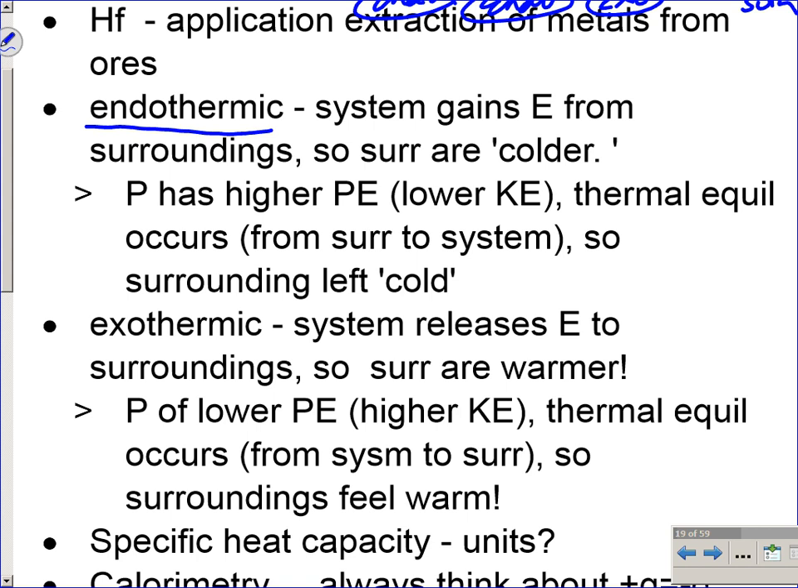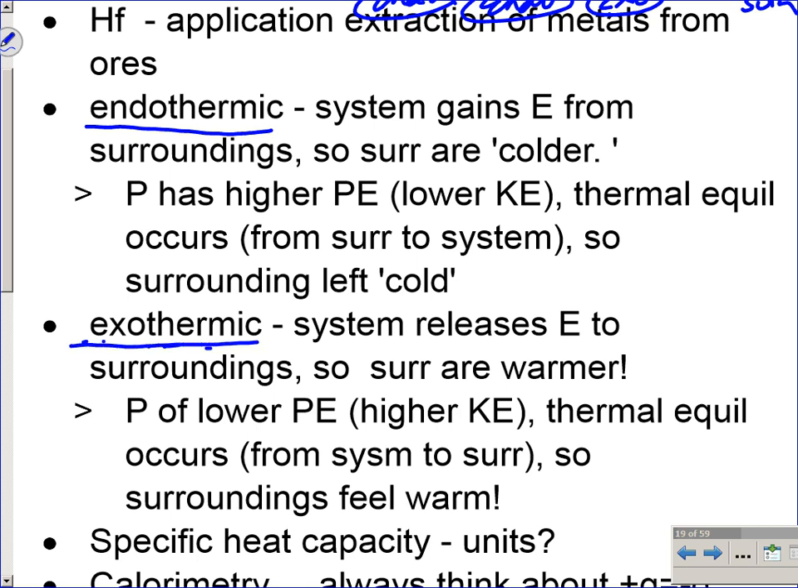I wrote my little abbreviations for myself, and you see I remember what this means. Don't know what P means. I'll pass on that P for a second. I'll come back and remember what I meant by that. I'm gonna go to exothermic.